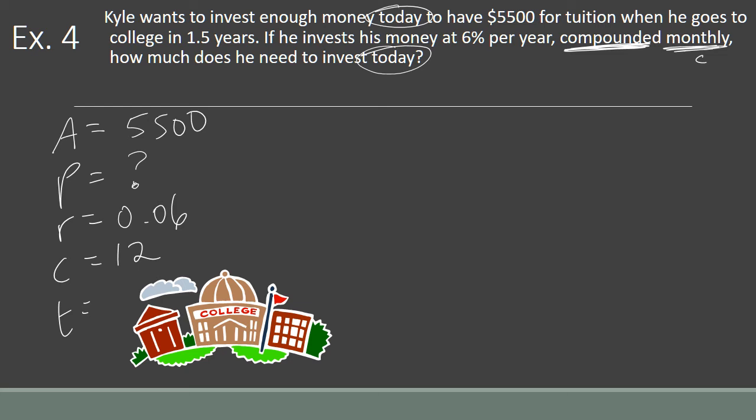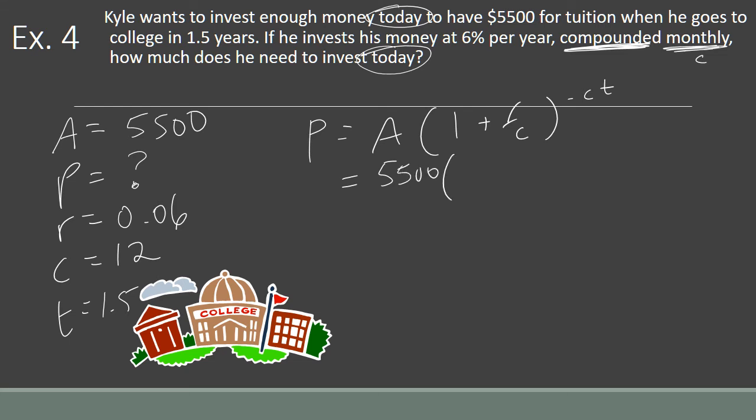Time in years, 1.5. Since we are looking for the present value, that question mark is beside the P value. We're using this formula, which I'll just rewrite again for you. Now it's just plug and play.